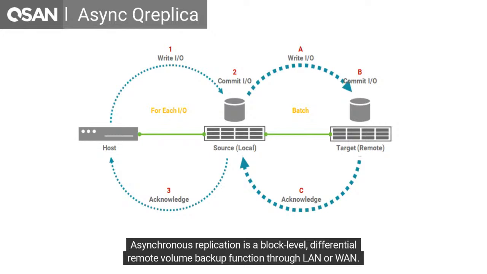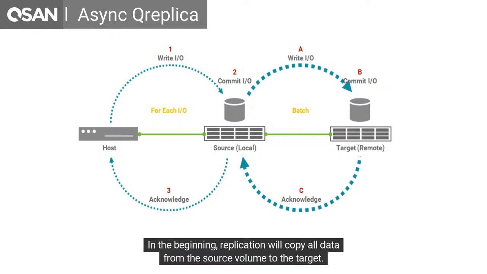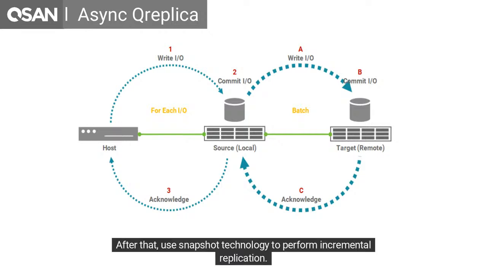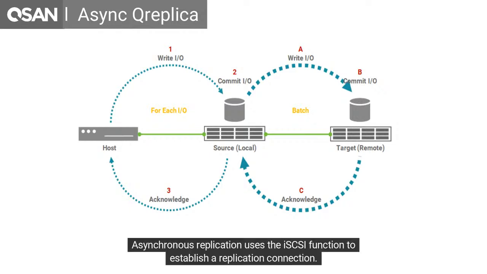Asynchronous replication is a block-level differential remote volume backup function through LAN or WAN. In the beginning, replication will copy all data from the source volume to the target. It is also called a full replication. After that, use snapshot technology to perform incremental replication. Asynchronous replication uses the SCSI function to establish a replication connection.